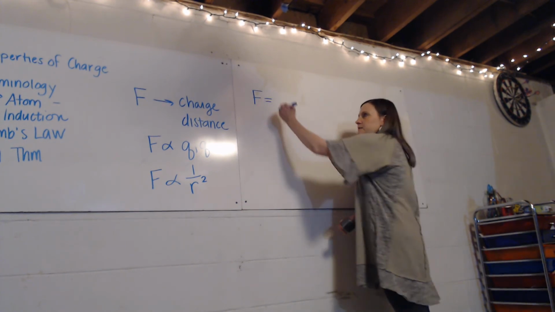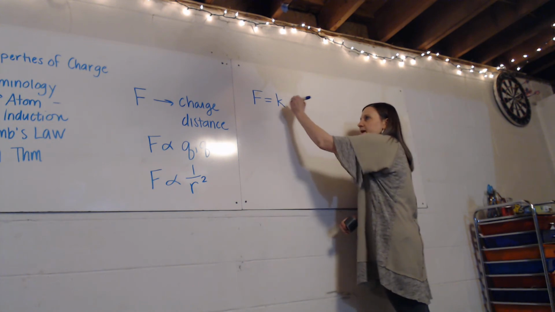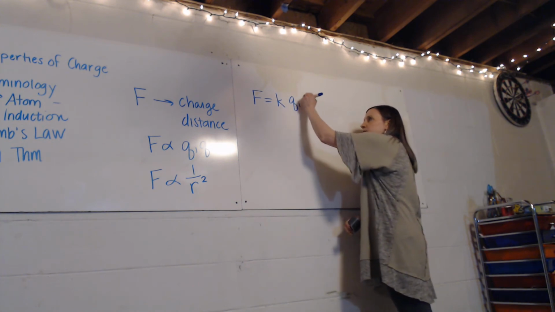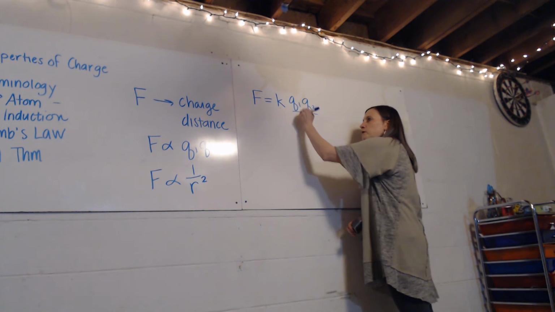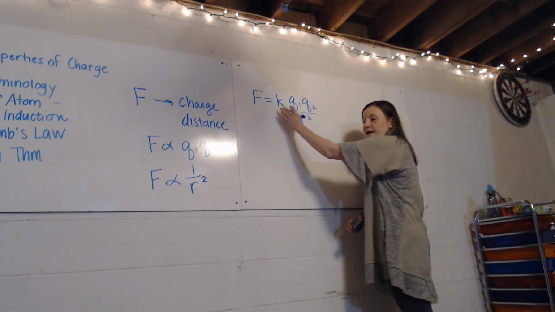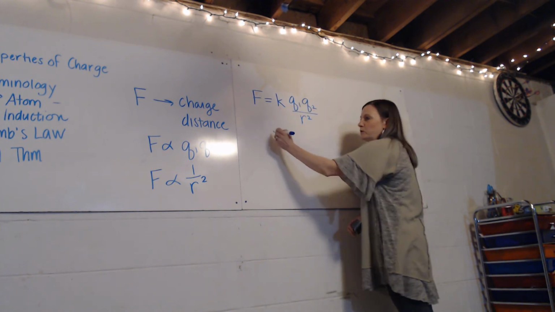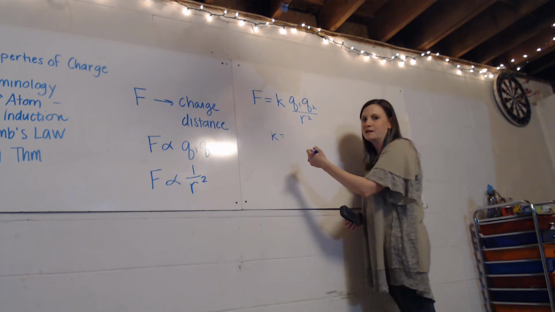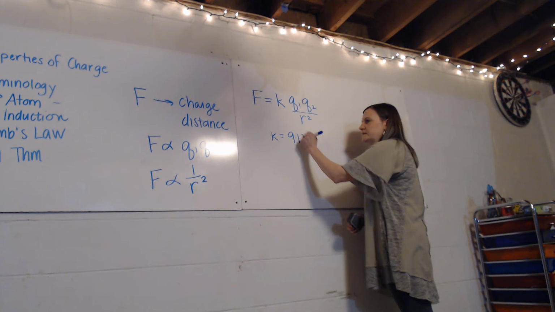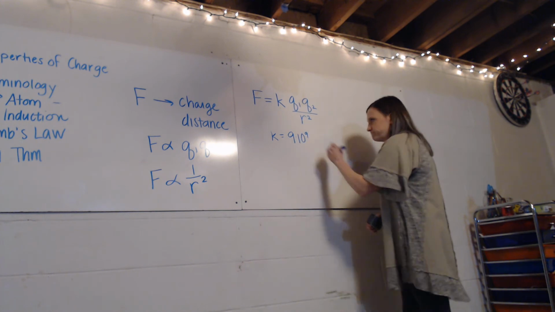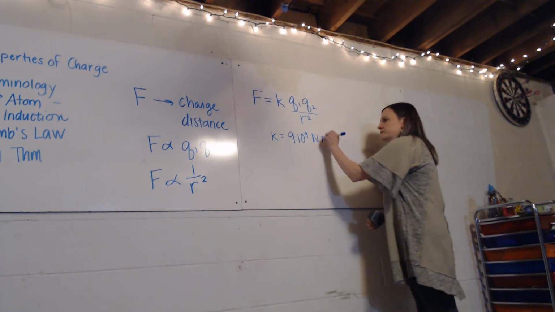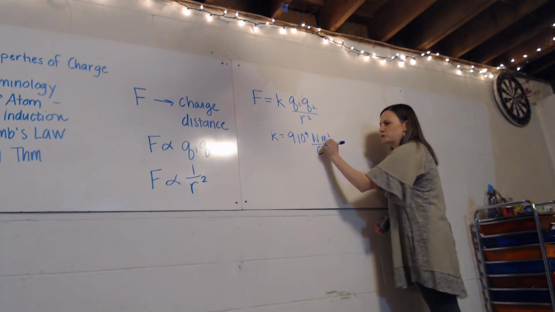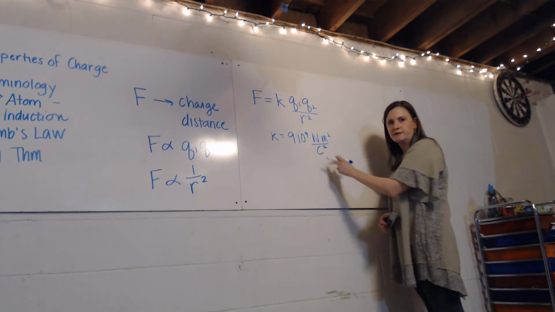Last year you saw it this way: F is equal to k times Q1 times Q2 over r squared, where k is a constant. It's called the permittivity constant. It's equal to 8.998, so I would say 9 times 10 to the 9th newton meters squared per coulomb squared, since charge is measured in coulombs.